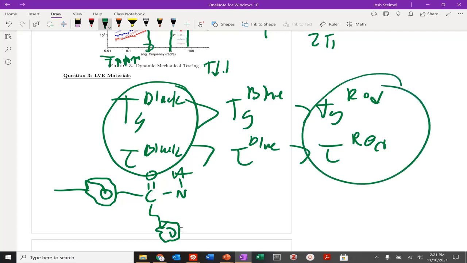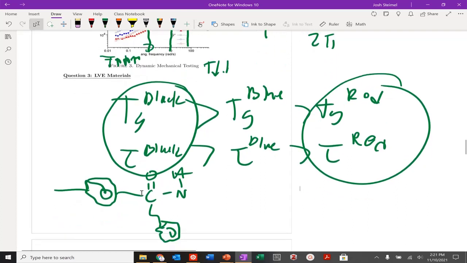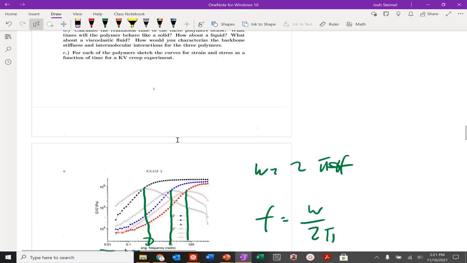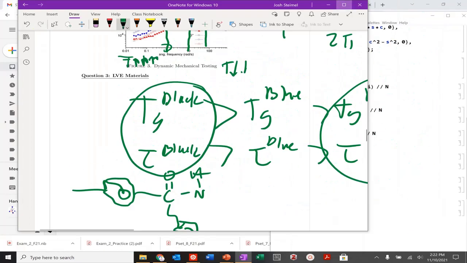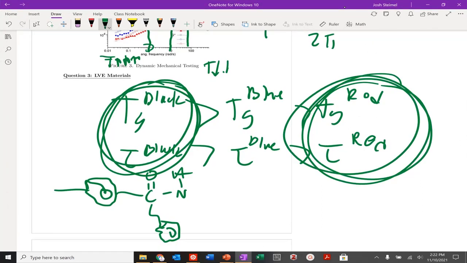My red one, on the other hand, is essentially going to behave much more viscously. So I have materials that have very, very flexible backbones, easy to rotate around the bonds, and then there's probably very little to no intermolecular interactions. So that's characterizing the backbone's intermolecular stiffness. So high intermolecular interactions for this guy right here, low intermolecular interactions right here, high bond stiffness here, low bond stiffness right there.